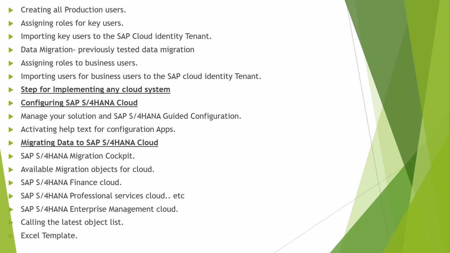Steps for implementing any cloud system. The following steps for the technical implementation are performed in every SAP S/4HANA Cloud instance. This is very important. The first step is creating employee master data, then assigning roles. Third, defining authorized users in the cloud identity provider. Fourth, defining business processes, and then migrating data. And as a last, final step, confirming the transition to the next phase.